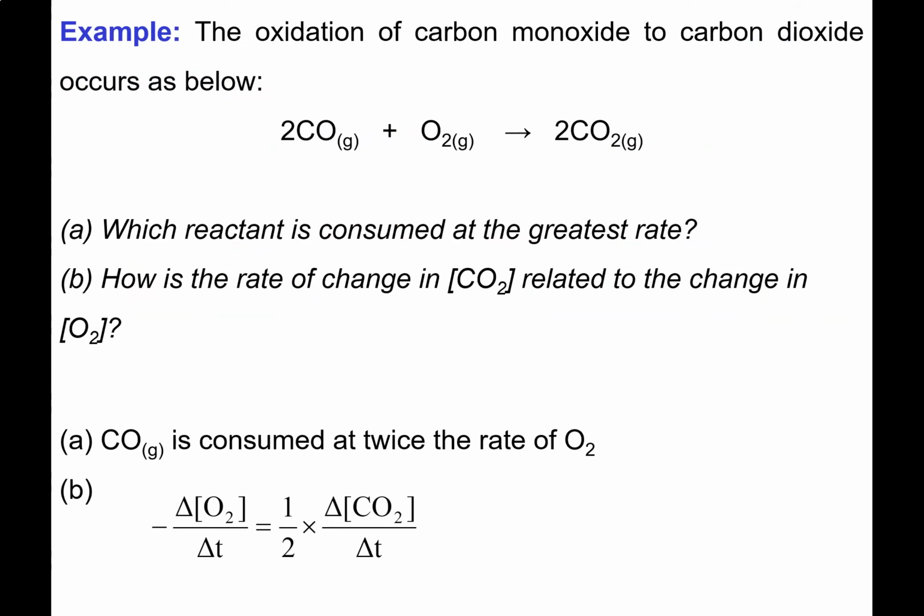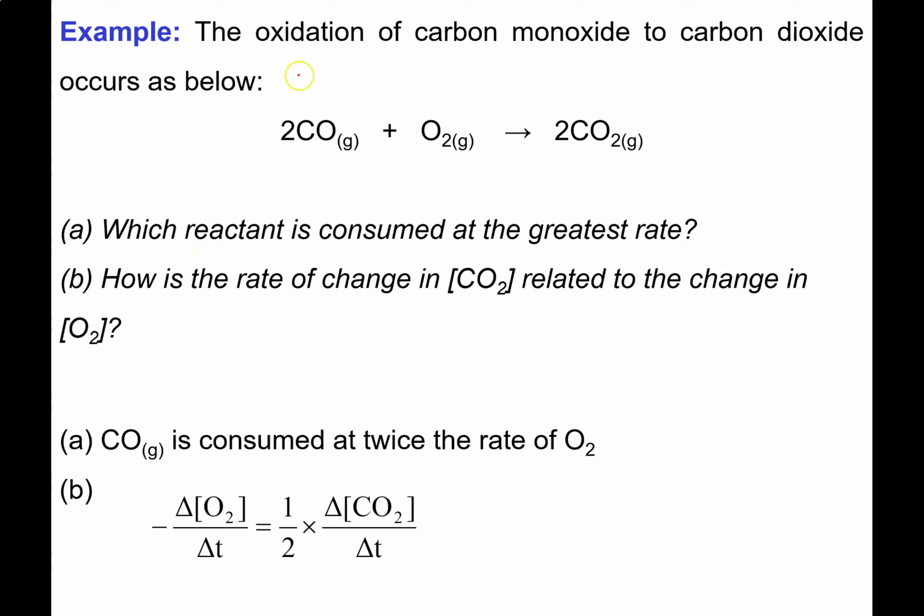So let's look at a real reaction now and a real example problem. It says the oxidation of carbon monoxide to carbon dioxide occurs as below. 2 carbon monoxides react with 1 O2 to form 2 carbon dioxide. And so then it says which reactant is consumed at the greatest rate.